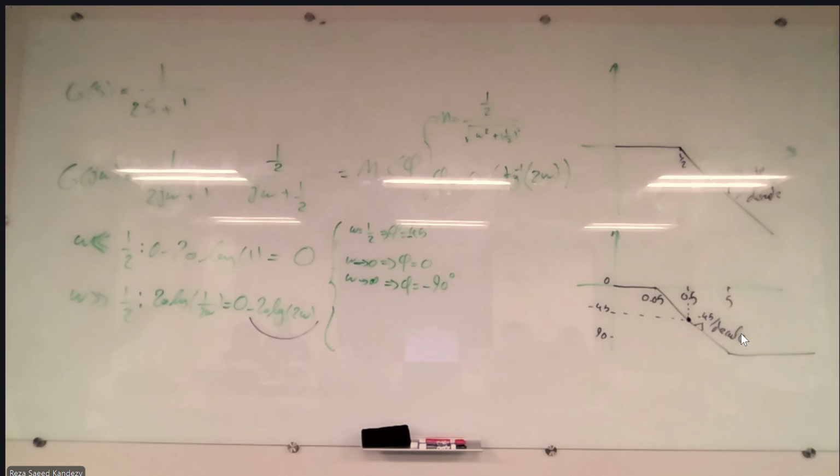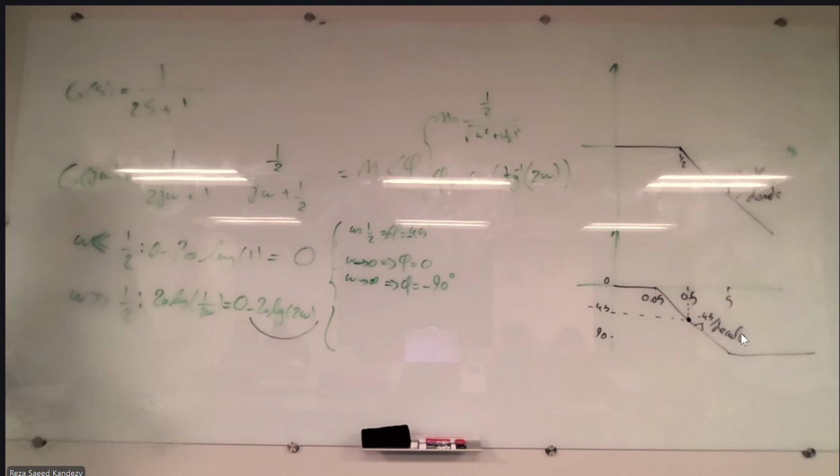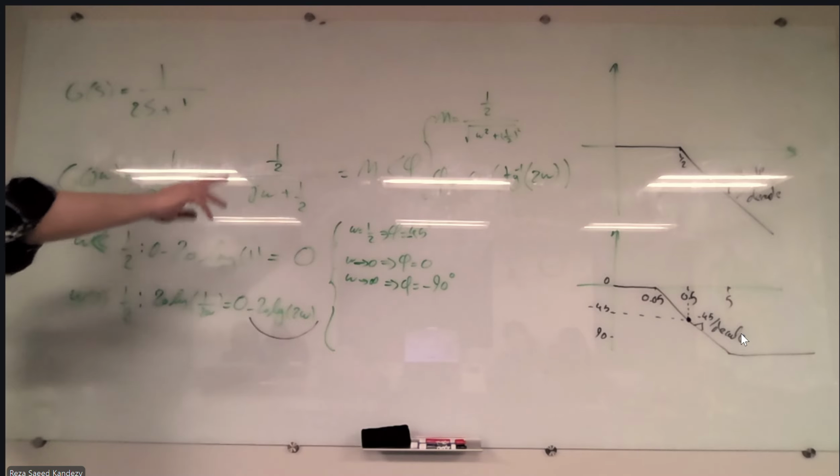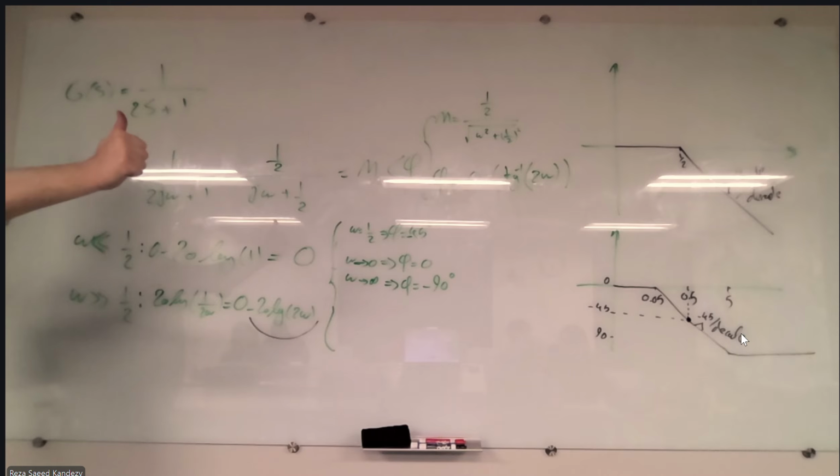That way, we basically draw the Bode plot for this specific function. Are we good? Is there any question? No? Okay. I wanted to erase that. I wanted to move to the next example. Are we good?